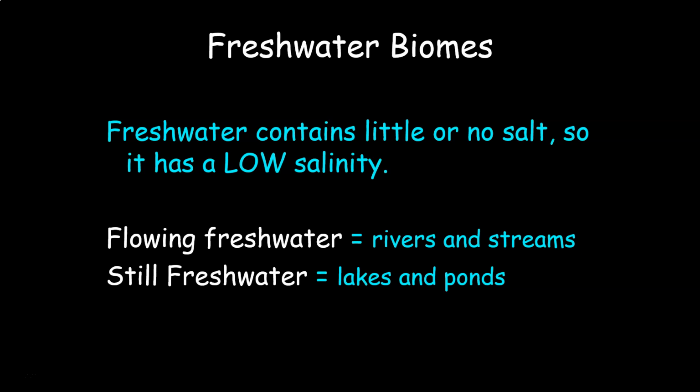So when we talk freshwater biomes, these are very much connected to that idea of salinity. This is where we're going to have very low salinity. There's little or no salt at all. Doesn't mean that they're completely devoid of it, but just incredibly minimal. So we can then split those freshwater biomes out by dissolved oxygen. Are we flowing, like the rivers and the streams? Or are we still freshwater, more like those lakes and ponds? And then we can also talk about how fast we're flowing, or how deep that still freshwater ecosystem is.